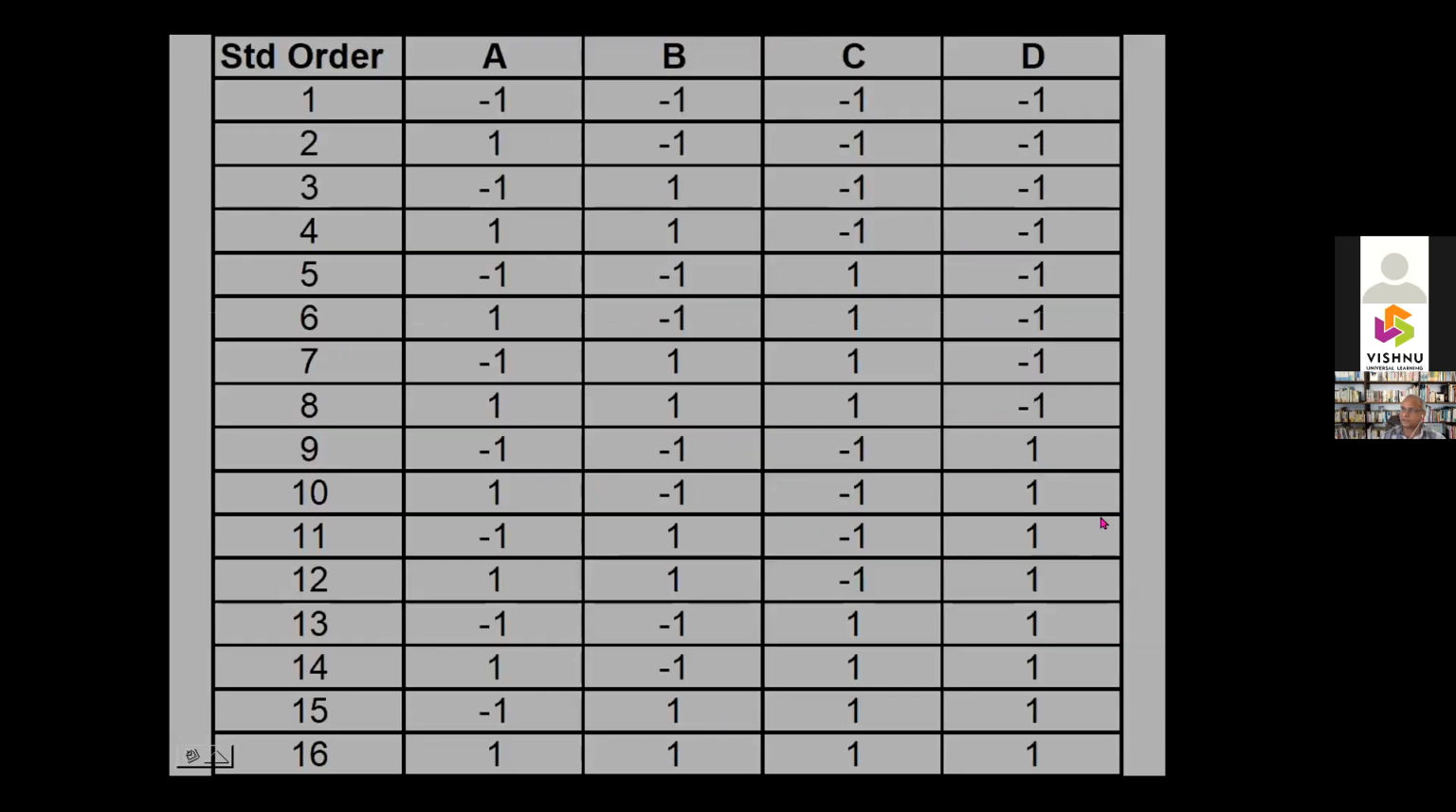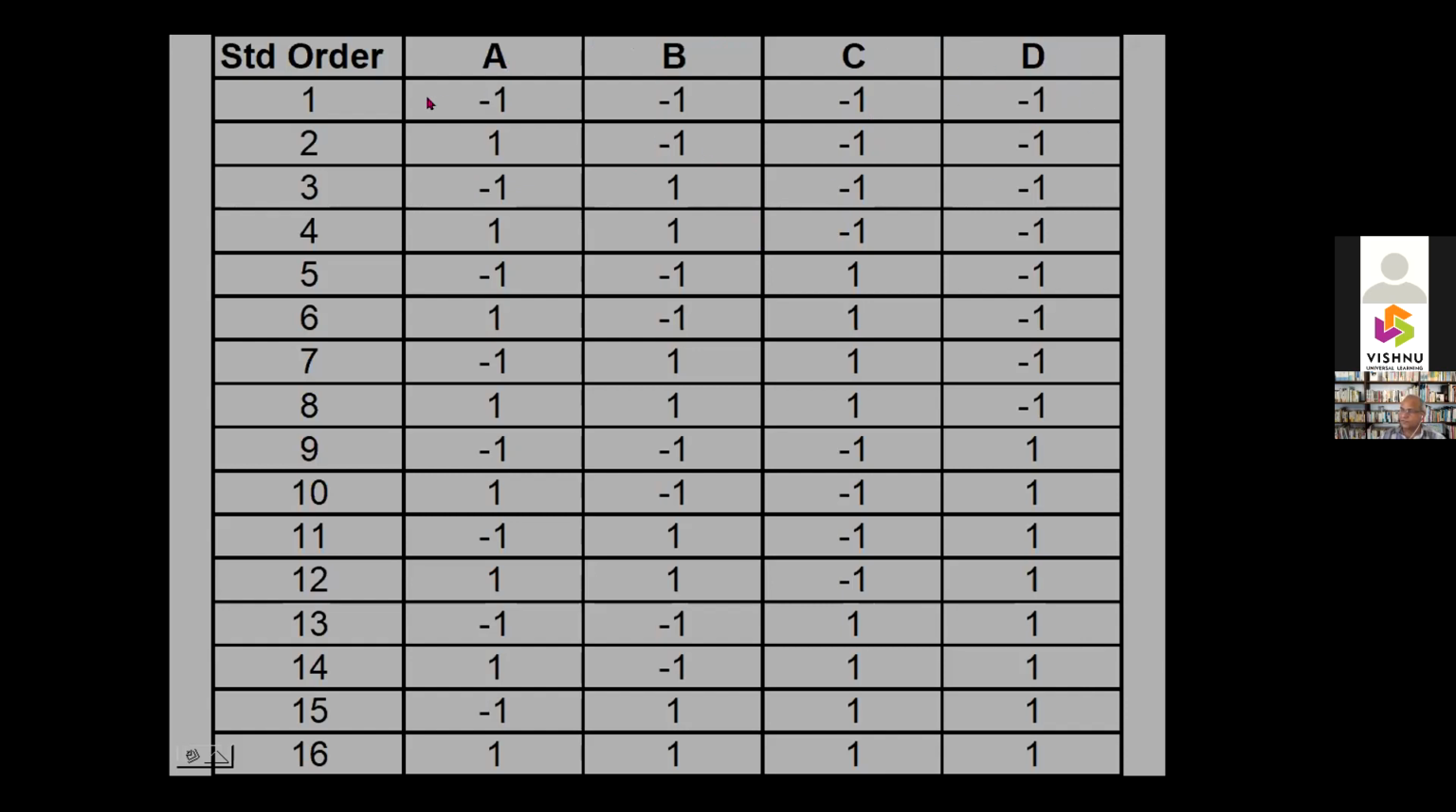First I'll write down the complete design in 4 factors, in standard order: -1 +1 -1 +1 -1 +1 -1 +1 -1 -1 +1 +1, and so on, then -1 -1 -1 -1 +1 +1 +1 +1, and so on. The fourth factor, D, is first half all -1, second half all +1. So this is a full factorial design in 4 factors, where each factor is at 2 levels.